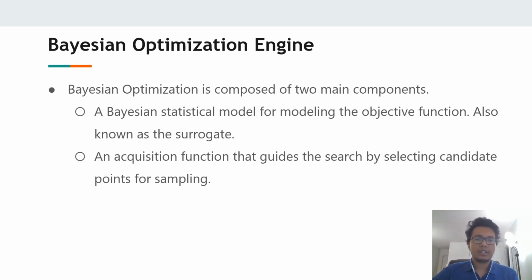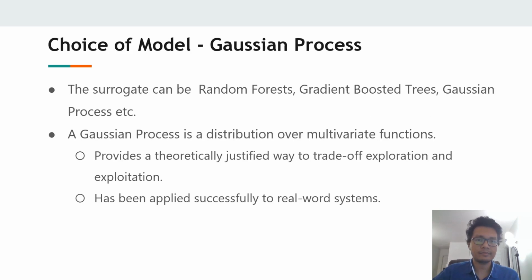We now give details on the Bayesian optimization engine. The Bayesian optimization engine is composed of two main components: a Bayesian statistical model for modeling the objective function, which is also known as the surrogate, and secondly, an acquisition function that guides the search by selecting candidate points for sampling. The surrogate can be random forest, gradient boosted trees, Gaussian process, etc.